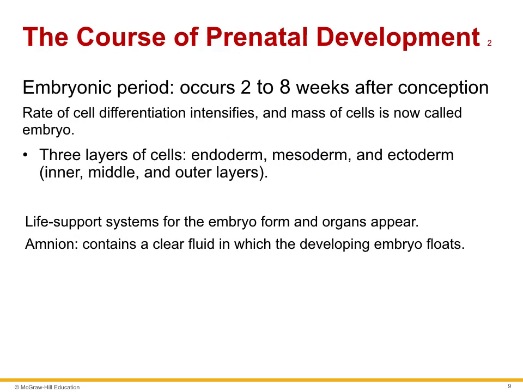Our second period here is the embryonic period, and it occurs 2 to 8 weeks after conception. The rate of cell differentiation intensifies, so a lot is going on during these weeks. That's very exciting. Support systems for cells form and organs begin to develop, and this mass of cells is now called an embryo.